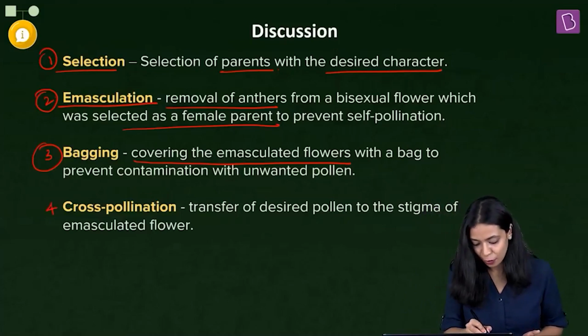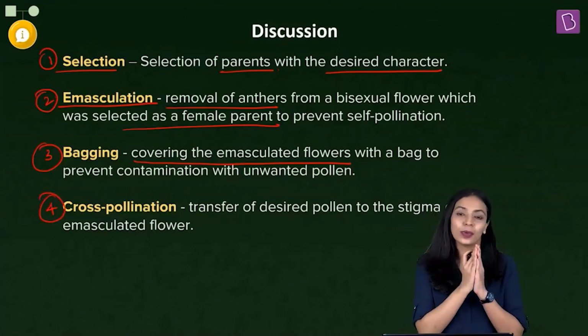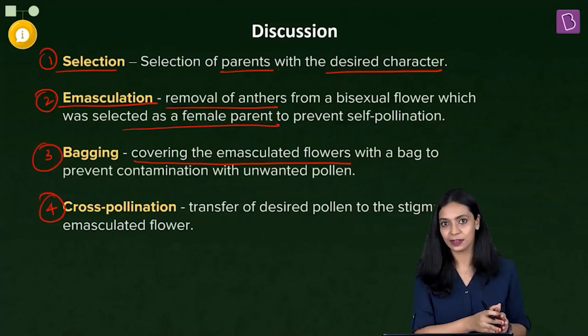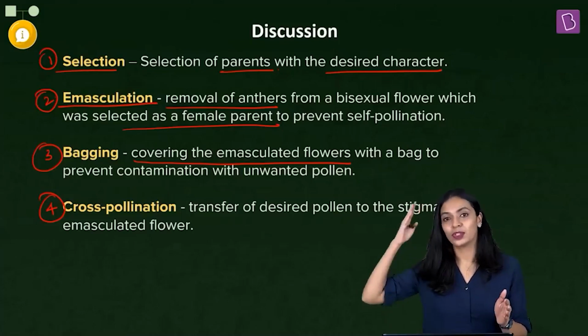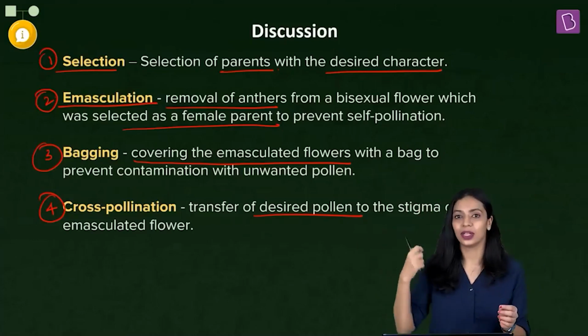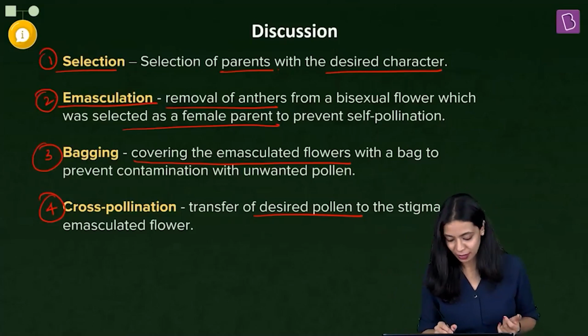Next, we perform cross-pollination. Now, during cross-pollination, what happens? We have already emasculated the flower from the plant which is designated as the female. We have the plant which we have selected as the male. From that particular plant, we transfer the pollen onto the stigma of the plant which has the emasculated flower.